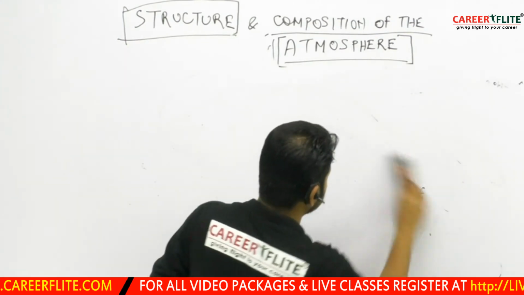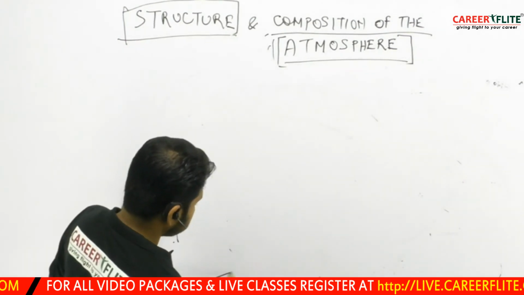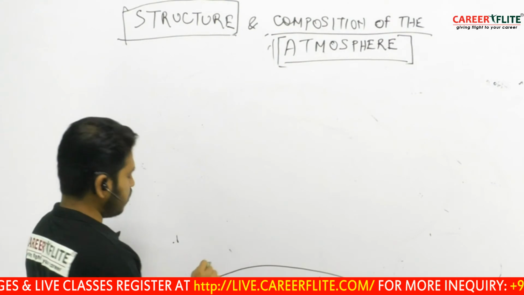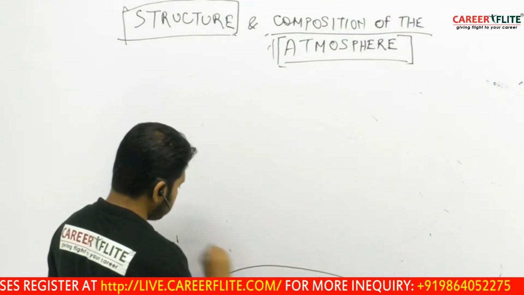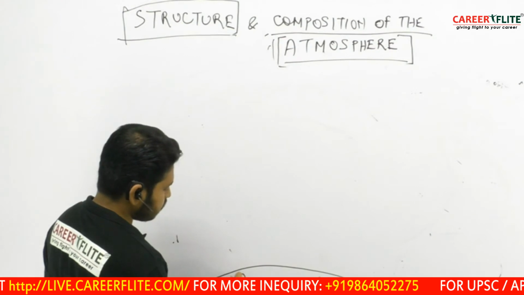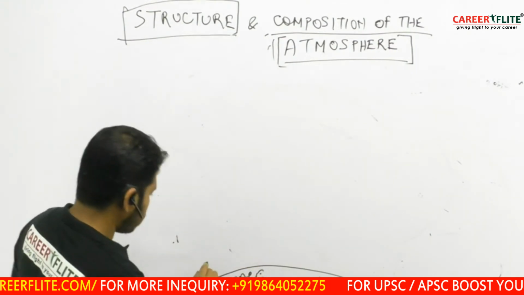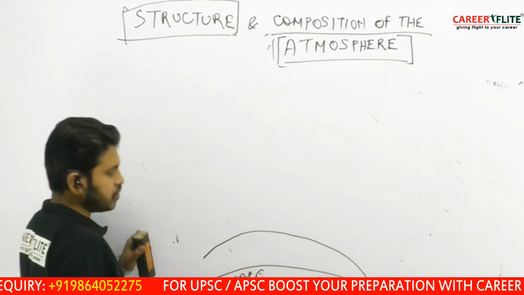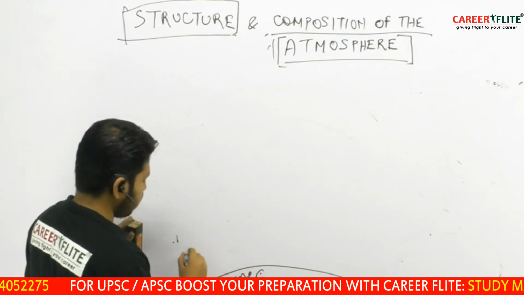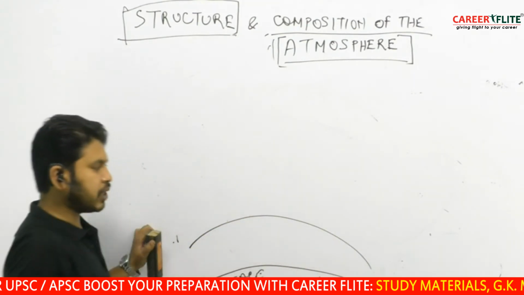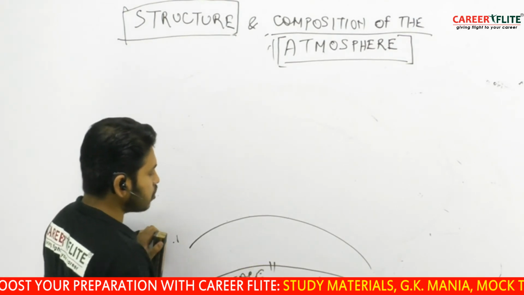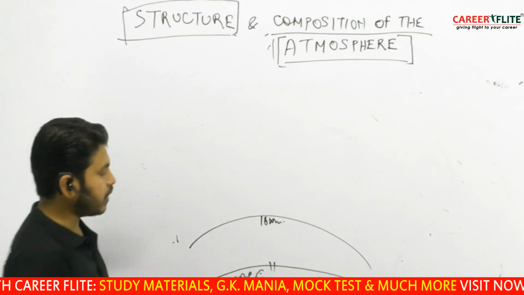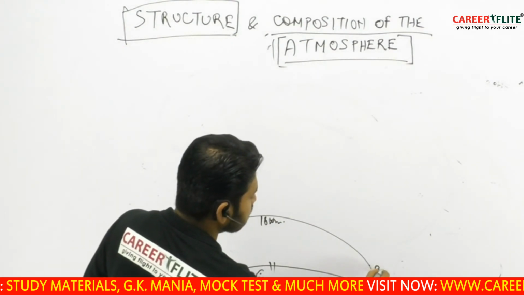First of all, from the surface of the earth. Suppose this is the surface of the earth. From here, the first layer is the troposphere. Now if you see the temperature here, we can find the troposphere up to 18 kilometers at the equator, and over the polar region it will be around 8 kilometers.